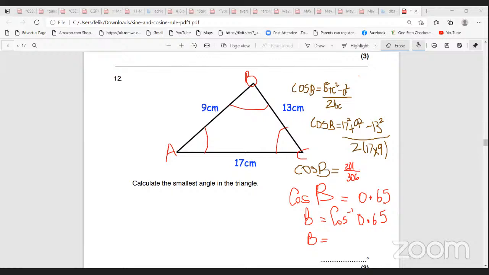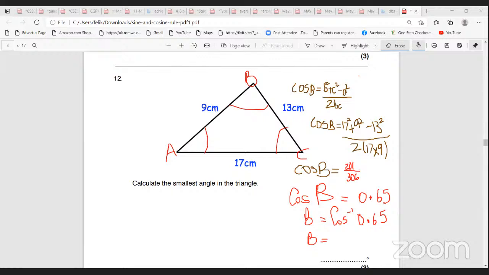So you're going to put shift. Go to your calculator. So cos inverse 0.65. What do you get? Miss, I'm still getting 0.86. Hold on, miss.